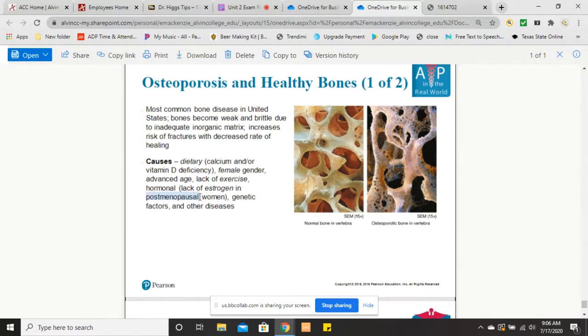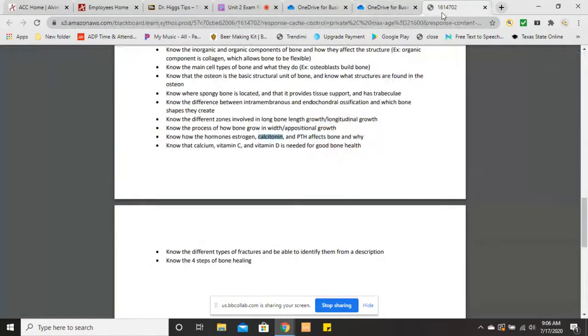Remember, estrogen inhibits osteoclasts. So when your estrogen levels drop during menopause, you are now losing the thing that inhibits osteoclasts. There's nothing to inhibit them anymore. So they go to work eating away at your bone, and your bone becomes less dense and fragile. You get osteoporosis. Okay. So estrogen does a couple things. It promotes bone growth, promotes the closure of the epiphyseal plate, and inhibits osteoclasts.